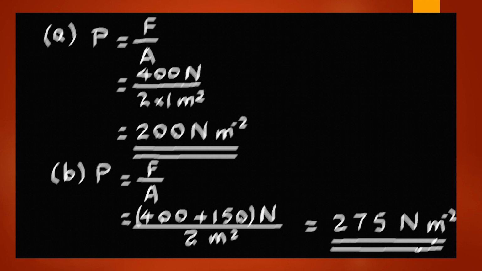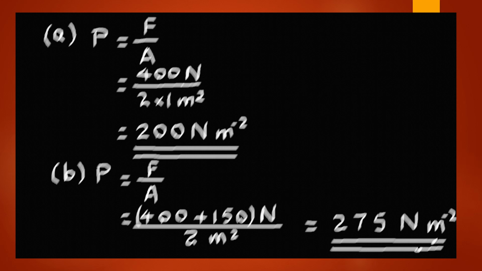Now we'll get the part A. Pressure equals force divided by contact area. Force is the weight of the box, that is 400 newtons. Contact area is the surface area of the bottom of the cuboid, that is 2 into 1. Then the pressure equals 200 newtons per square meter or Pascal.